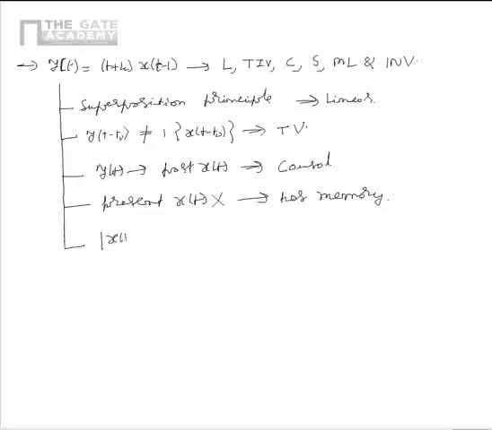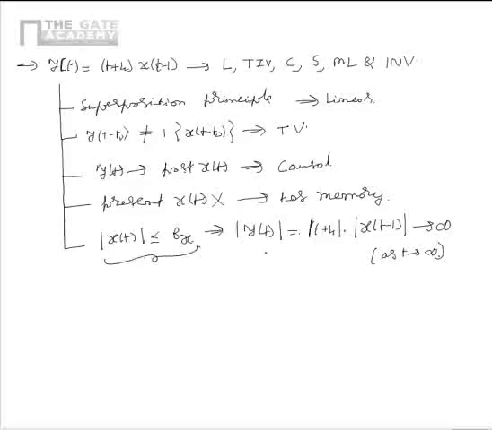Also, if we assume that there is a bounded input given to the system, that is mod of x of t is less than or equal to bx, we can show that mod of y of t is equal to mod of t plus 4 multiplied by mod of x of t minus 1, which tends to infinity as t tends to infinity. From this, we see that if there is a bounded input given to the system, the output is not bounded. From this, we see that the given system is not BIBO stable.